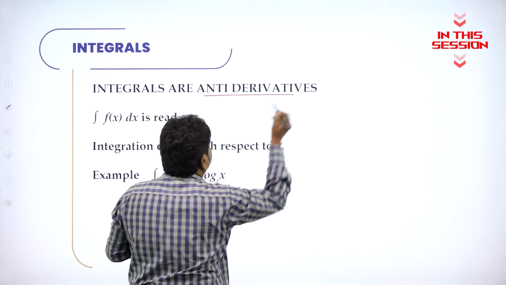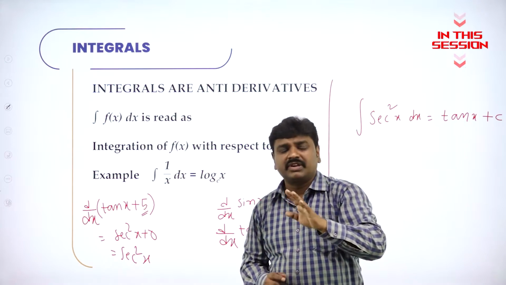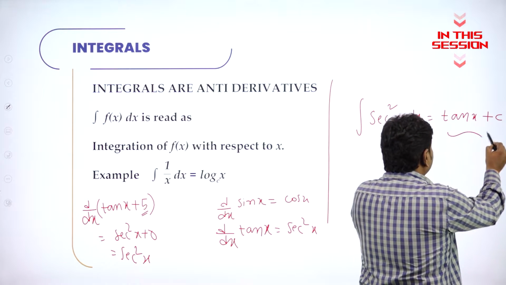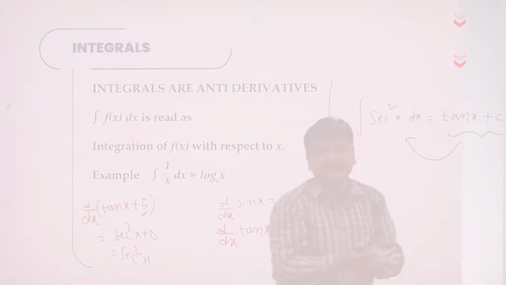Integrals are what? Antiderivatives. Why do we call them antiderivatives? Because plus C is called the integral constant. Why? Because if you differentiate these two, you will get this as the answer. If C is not there, C becomes 0. That's it.